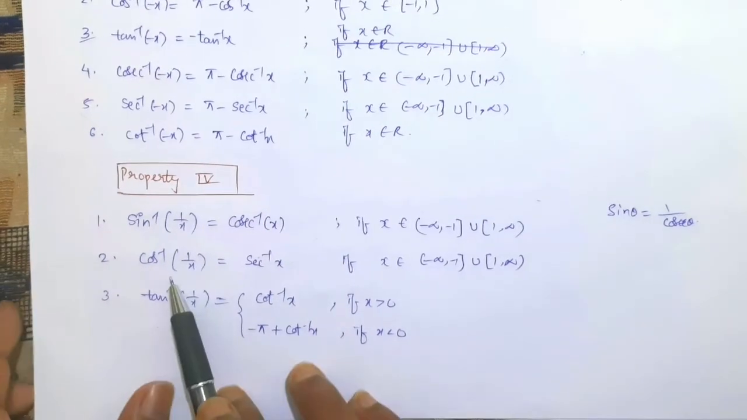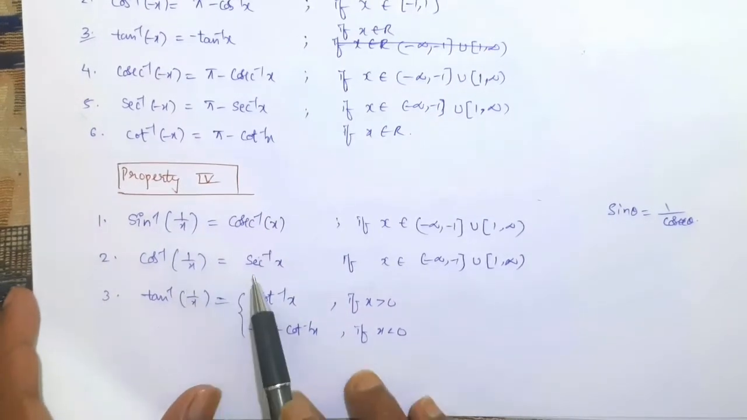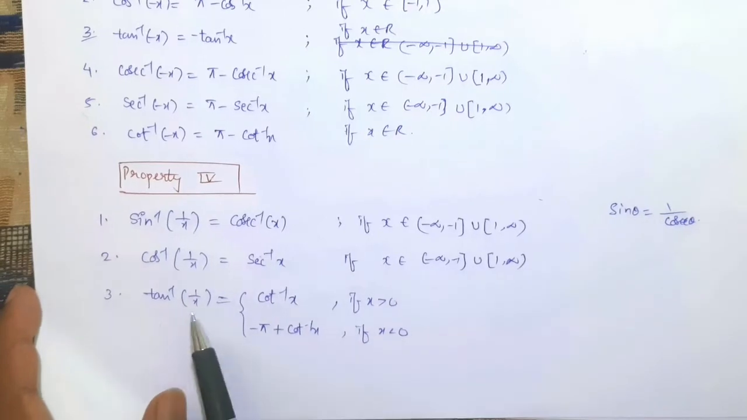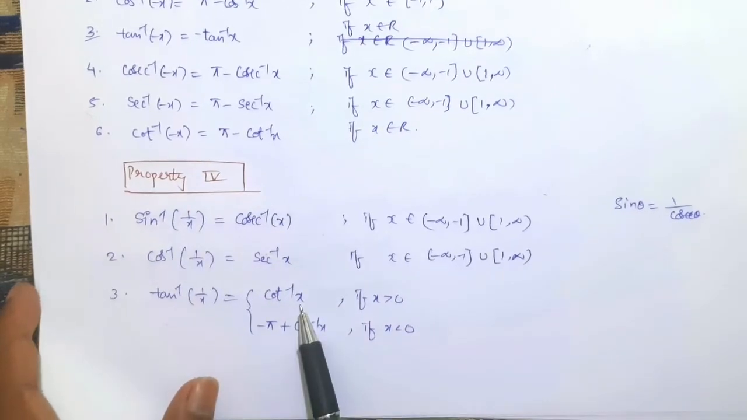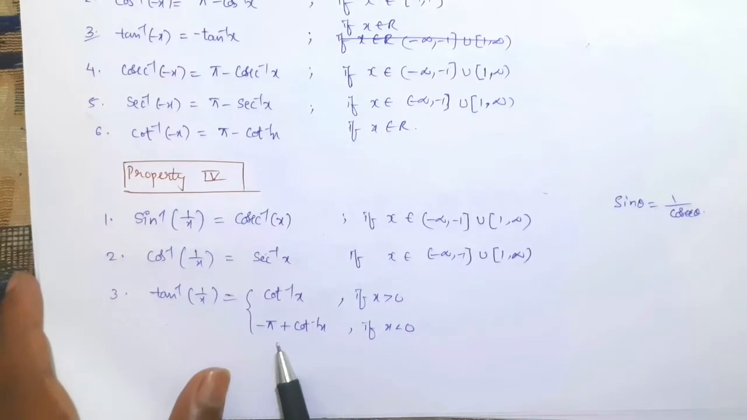Next, cos inverse of 1 by x is secant inverse x. Similarly, tan inverse of 1 by x is cot inverse x, or sometimes we can write it as minus pi plus cot inverse x based on these conditions.